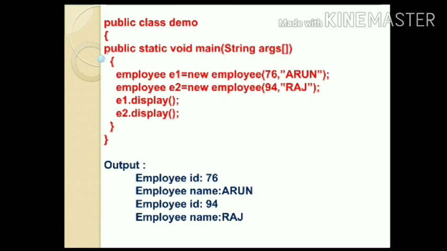So the output of the program is employee ID is 76, employee name is Arun. This is the output of the first object E1. Employee ID 94, employee name Raj. This is the output of the second object E2. In this way, the parameterized constructor method is executed.